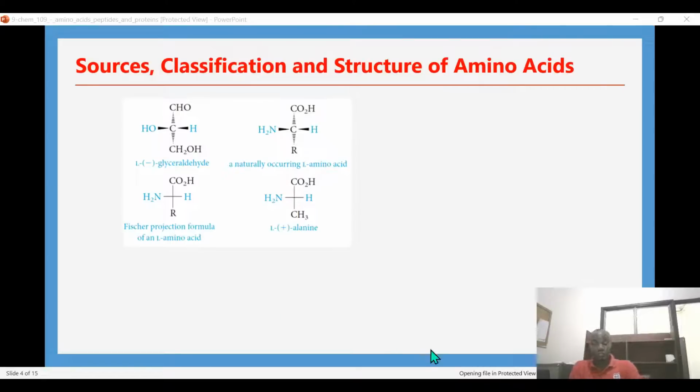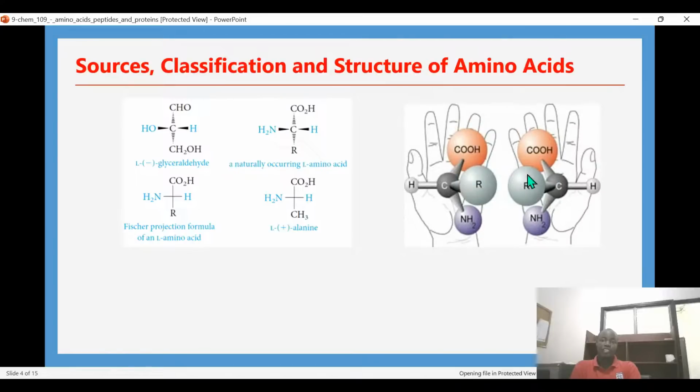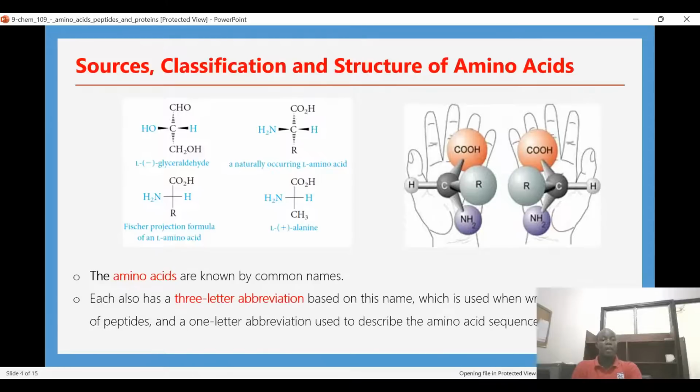Okay, so look at it. This is how the amino acids look like. We have it like this, one at the left and one at the right hand. Now the amino acids are known by common names. Each amino acid has a 3-letter abbreviation and also a 1-letter abbreviation, which is used to describe the amino acid sequence in a protein.